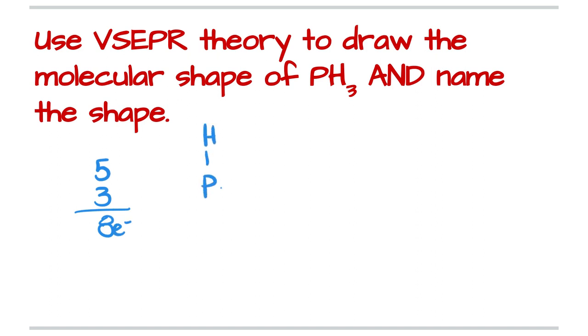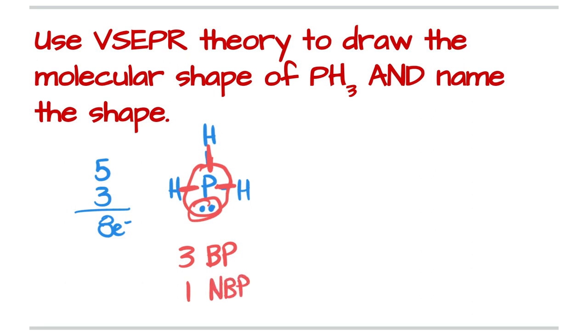So let's go P, then we'll add an H for each. Remember, hydrogens can only take 2 electrons, so those valences are full. If we look at that, that's 6 electrons, so a lone pair has to go on the phosphorus. Now if we look at our central atom phosphorus, it has 3 bonds and 1 non-bonding pair. So this shape is based off of a tetrahedral shape, but because we have 1 non-bonding pair, this is going to be trigonal pyramidal.